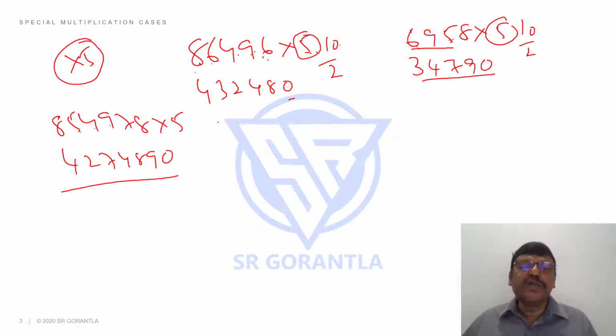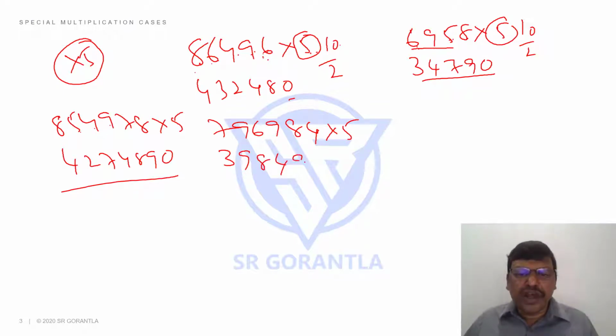Right? Let's do one more. 796984 into 5. Come on. 3 9 8 4 9 2 0. Done.